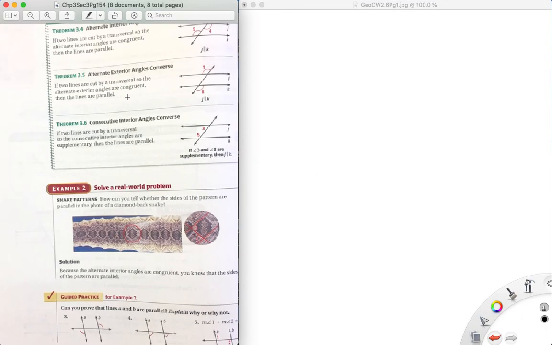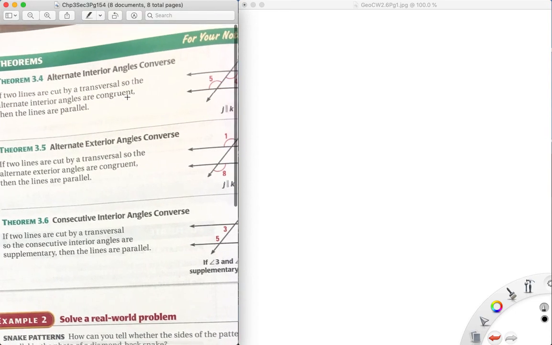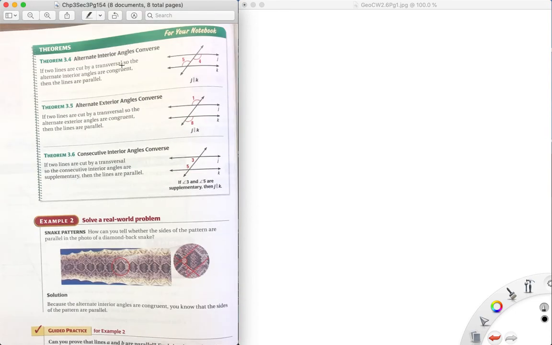This one says alternate interior angle converse, which says that if we have two lines cut by a transversal so that alternate interior angles are congruent, then the lines are parallel. Here's my transversal, here's my two lines. Alternate interior angles are congruent, therefore I can say line J is parallel to line K. Alternate exterior angles converse: if two lines are cut by a transversal so that alternate exterior angles are congruent, then the lines are parallel. Again, here's my transversal, here's my two lines, they are alternate exterior angles, they are congruent. Therefore, I can say that line J is parallel to line K.